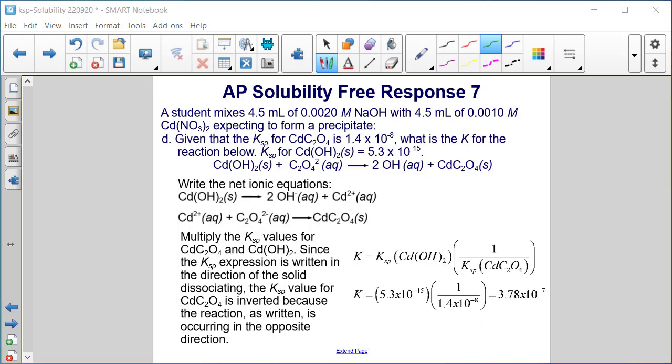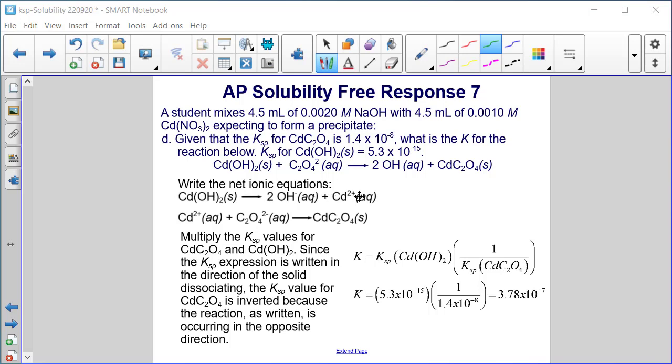D. Given that the Ksp for cadmium oxalate is 1.4 times 10 to the minus 8, what is the K for the reaction below? Ksp for cadmium hydroxide is 5.3 times 10 to the minus 15. So here's the reaction. Let's just write these 2 net ionic equations. We have cadmium hydroxide separating into its ions, hydroxide and cadmium. And then we have cadmium ion and oxalate ion producing cadmium oxalate.